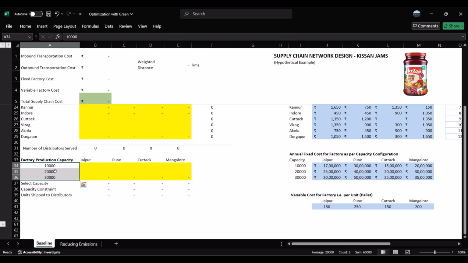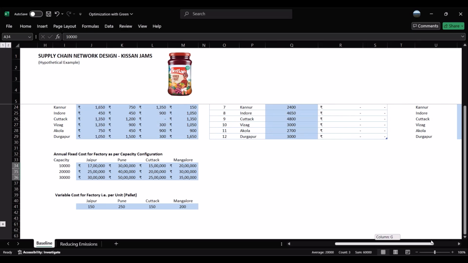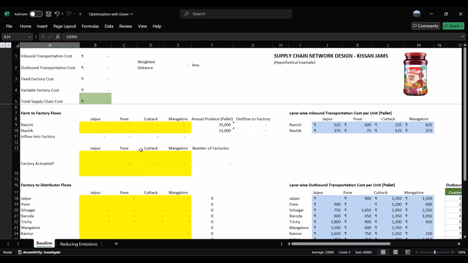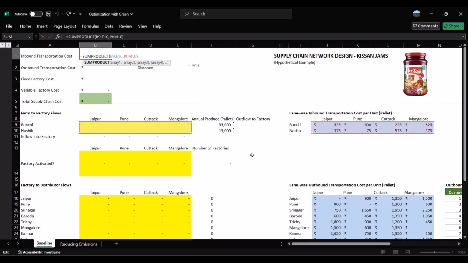One more decision that we need to take is what is the capacity of each of these plants. So there are 3 configurations: 10,000 units, 20,000 and 30,000 units, as well as the fixed cost associated with it, as well as the variable cost, which is like the handling cost and the other charges which are variable to the number of production.